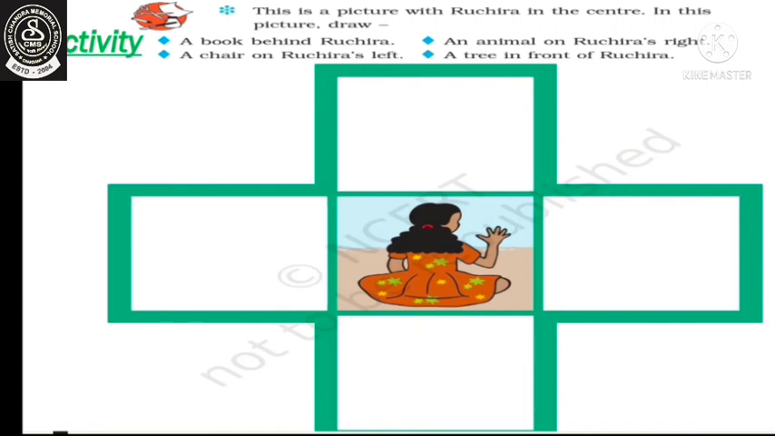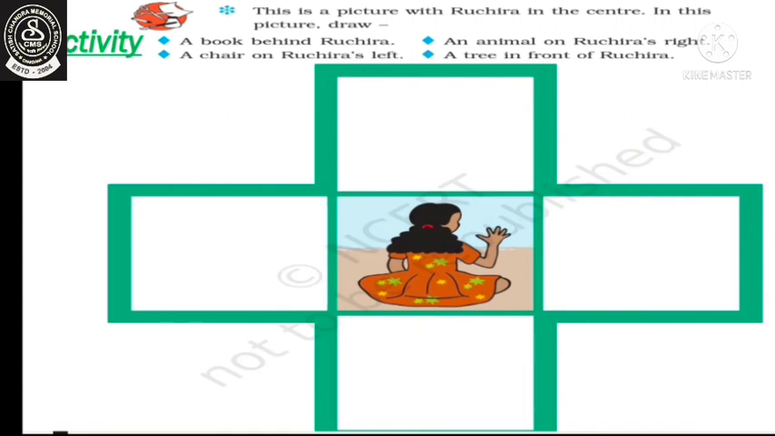This is a picture with Ruchira in the center. So the girl sitting in the middle of the picture, her name is Ruchira. She is sitting in the middle. You can see 4 directions are made, 4 boxes are made in 4 directions. So what do we have to do?